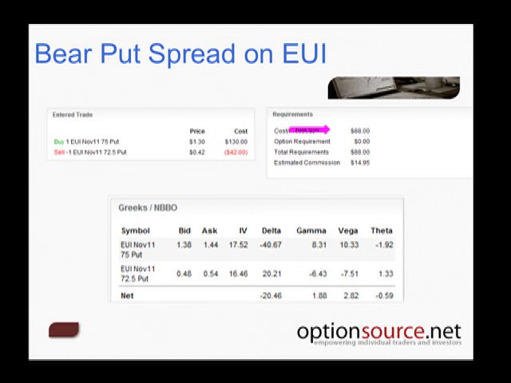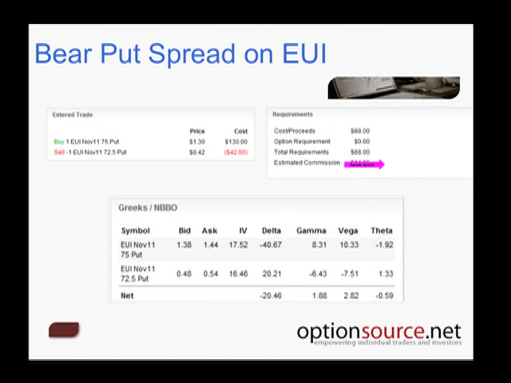We can see that we have our November 75 puts, and the ask price is 1.30, and we can sell off the 72.5 puts and collect 42 cents. The net cost of that particular spread is going to be 88 cents per contract. And of course, we always have to factor in the commissions.